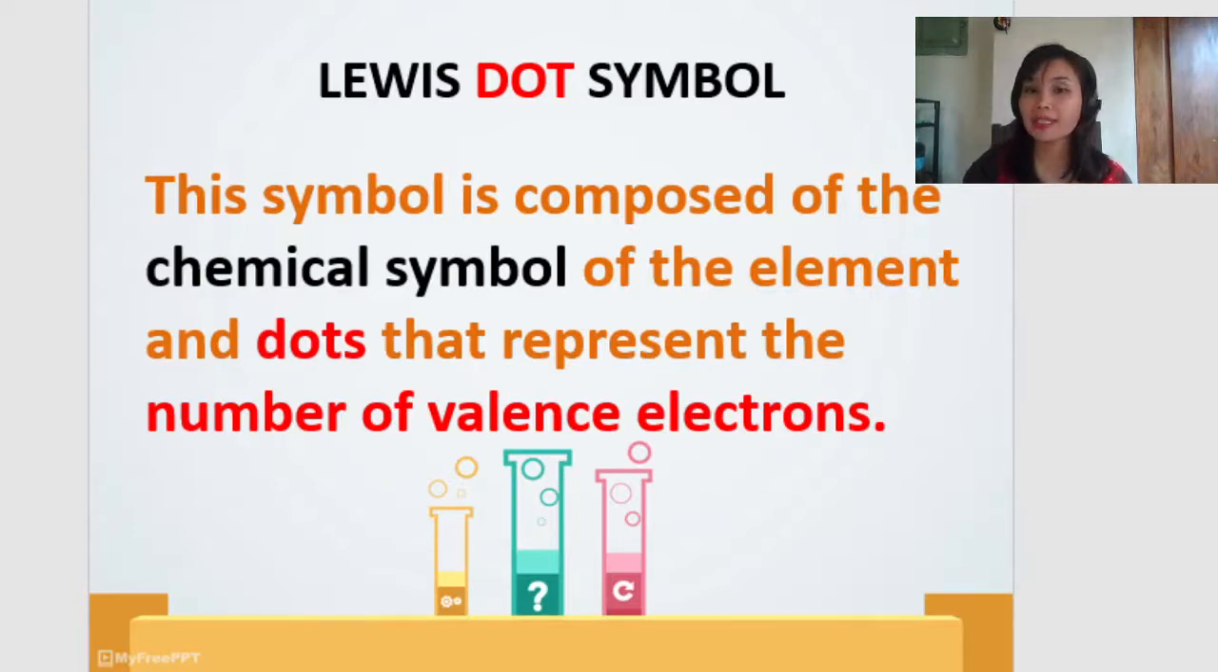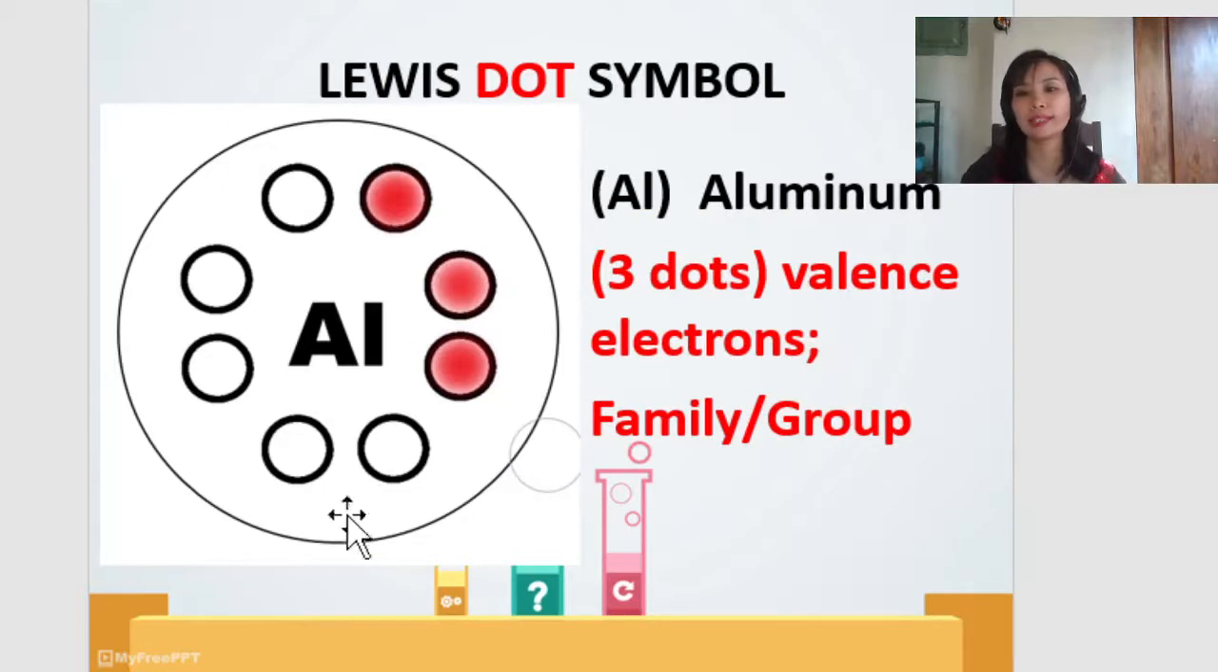It is a shorthand method that consists of a symbol of the element surrounded by dots. The symbol represents the nucleus of the atom, while the dots represent the valence electrons of the atom. Okay, our sample earlier, the aluminum, the three dots are its three valence electrons, which belongs to family group 3.